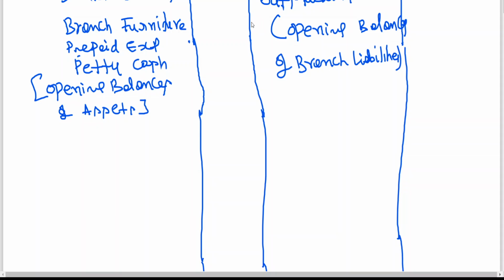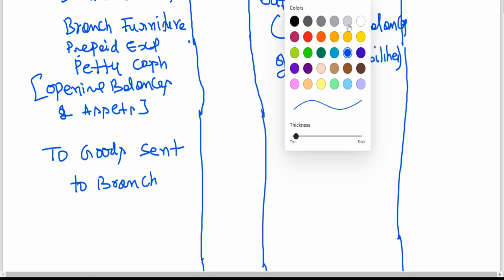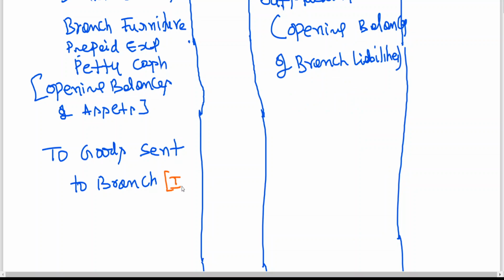we'll be having some postings. What are those postings, sir? To goods sent to branch, like consignment account, to goods sent on consignment, to goods sent to branch. Straight away I'm explaining the problem, assuming that the head office is sending goods to branch at invoice price. Goods sent to branch.